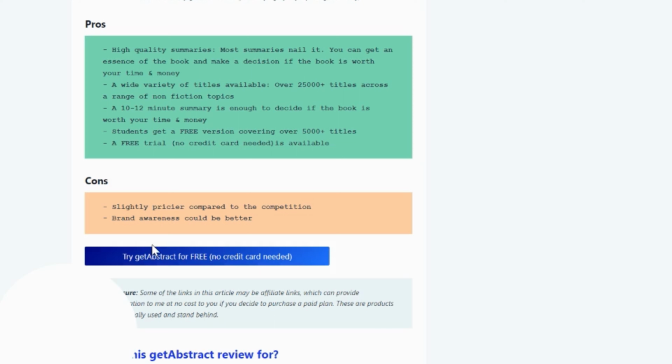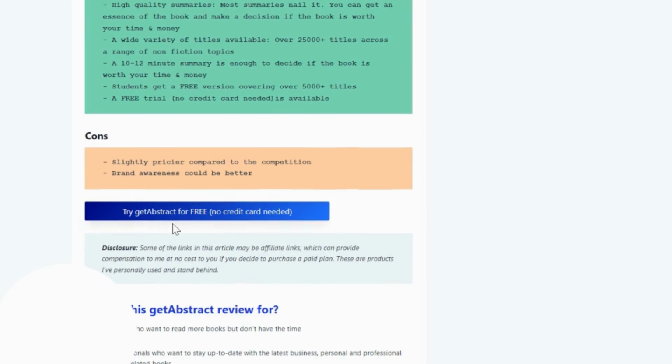Blinkist specifically. Blinkist is one of its top competitors. Let's look at Blinkist in another video, but I think the pricing is slightly higher compared to Blinkist, but Blinkist also doesn't offer as much. We'll get into that in a more detailed review. And for some reason, getAbstract isn't as popular as Blinkist. And of course, you can try this for free.